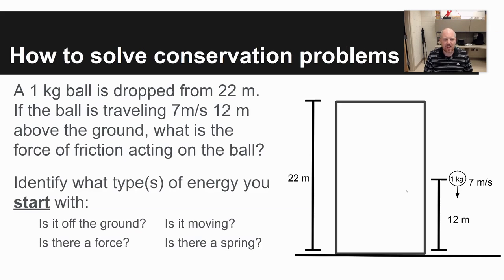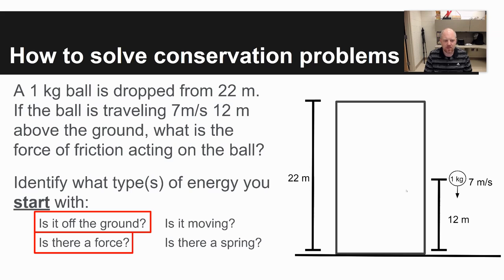To go through and solve conservation of energy equations, my recommendation would be to start with determining what types of energy you have at the beginning of some scenario, and then what type or types of energy do you have at the end of this scenario. So to begin, what you have is a ball that is off the ground, and what you're asked to solve for was what is the force of friction.